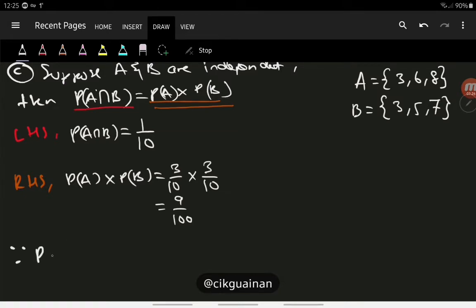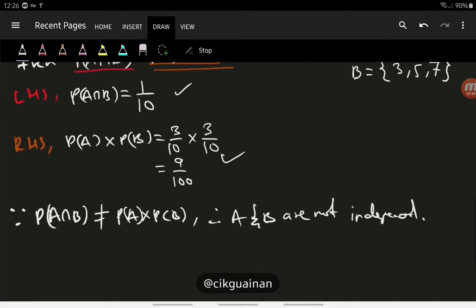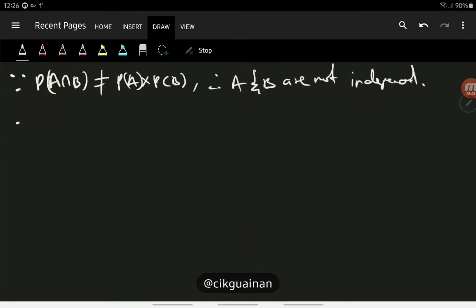And therefore, since P(A intersect B) from our calculation over here is not equal to P(A) multiply P(B), therefore A and B are not independent to each other. Actually, I feel the urge to complete the sentence, but I think just writing like that is enough. Okay, so let's proceed to the fourth one.